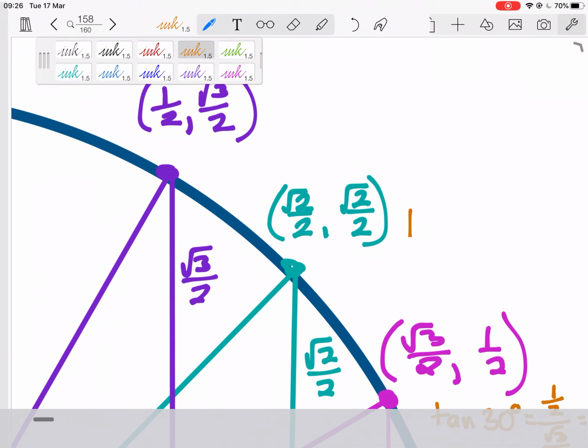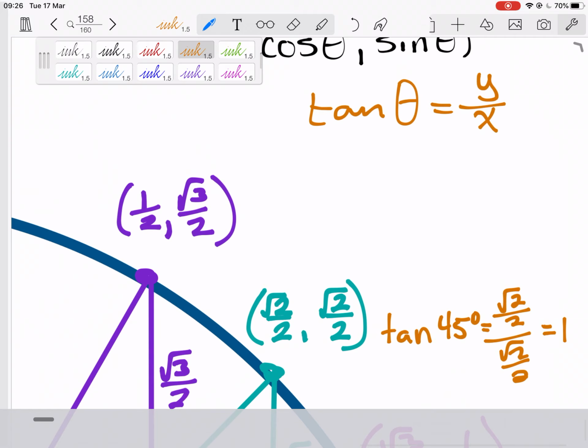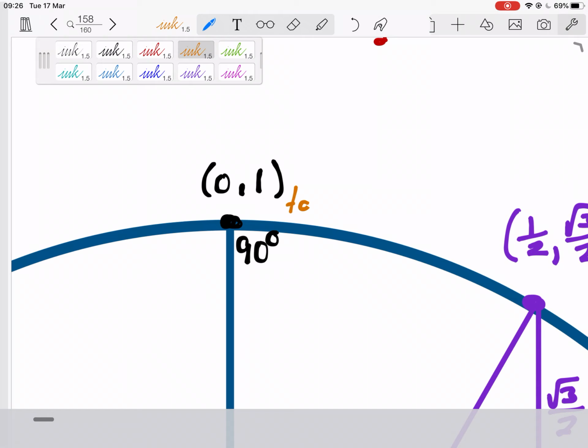Next one, my tangent of 45. I'm doing my root 2 over 2 over root 2 over 2, which simplifies to just 1. It's pretty nice. And then my tangent of 60 degrees, we're kind of flipping what we did for the 30 degrees, so it ends up just being root 3. And an interesting one is going to be my tangent of 90 degrees, because I'm doing my y value over my x, we're not allowed to divide by 0, so this is undefined.